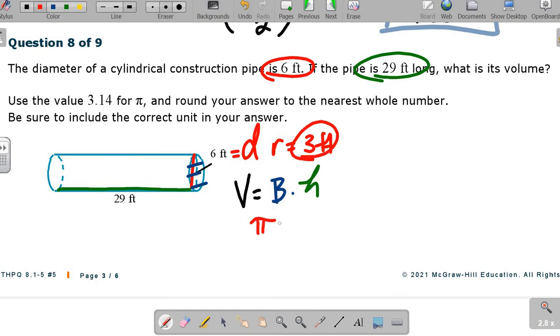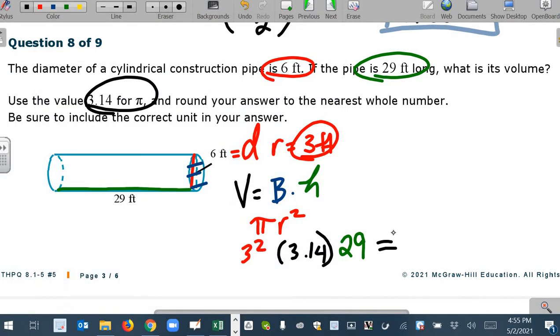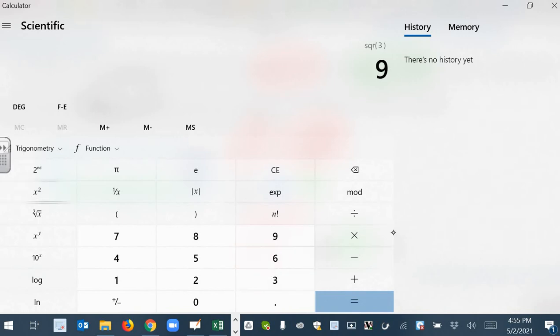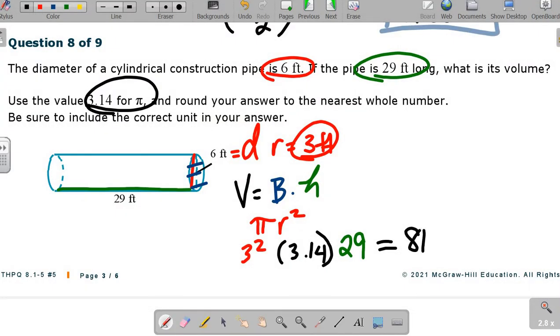Our base is pi r squared. So 3 squared times, they want us to use exactly and only 3.14 for pi. And that's going to be times our height, which is 29. Once you have everything written down, then you can use a calculator. 3 squared times pi times 29. 819.54 feet cubed.